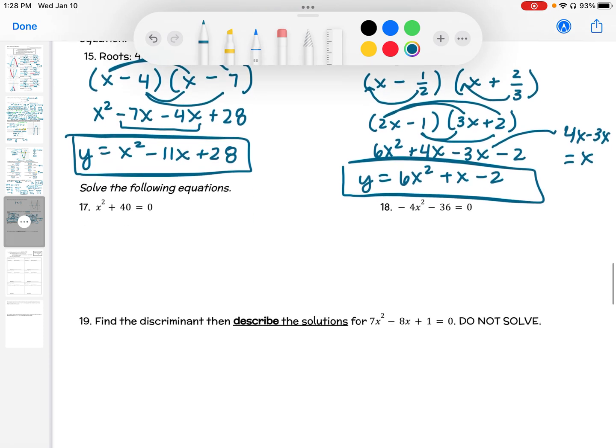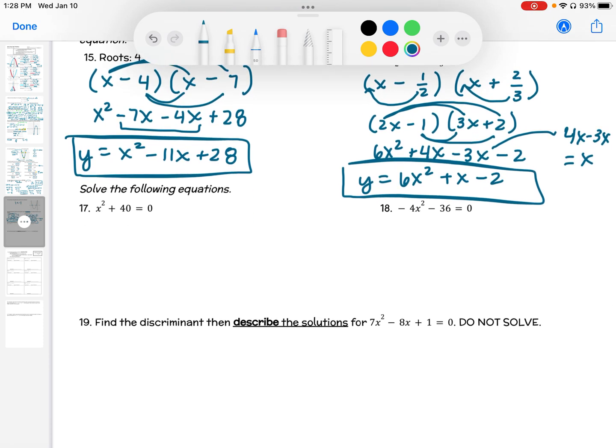All right. Solve the following equations. So this is where we can solve these without any of the methods we have. Let's just get x by itself. So first thing I'm going to do is subtract 40 from both sides. So x squared equals negative 40. And then we're going to take the square root of both sides, add that plus or minus.